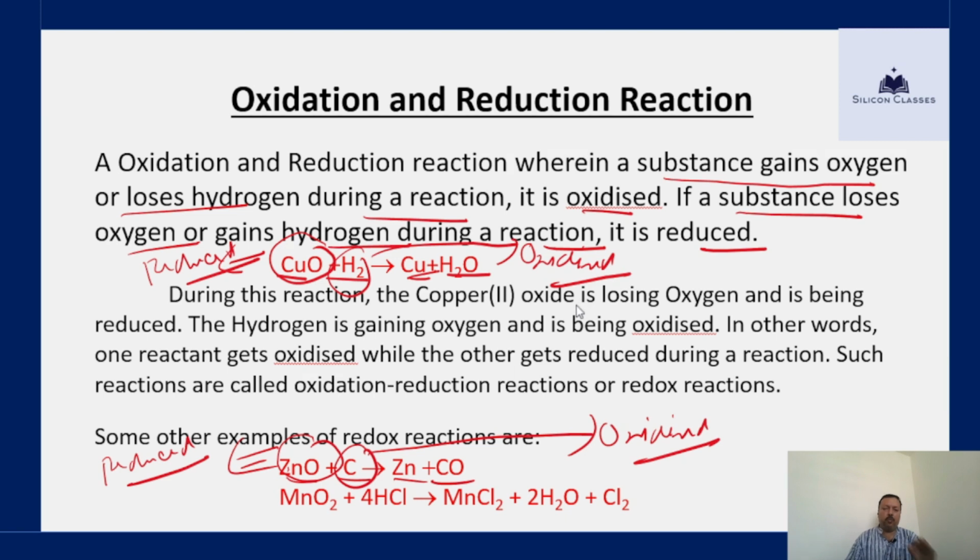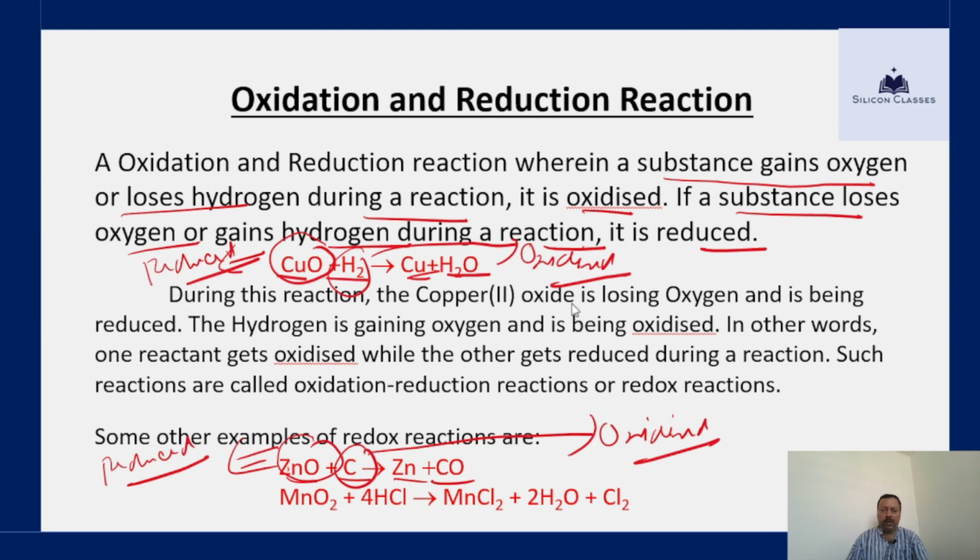It's a very, very important reaction. It is occurring in our everyday life. It is effective in our everyday life. Wherein a substance gains oxygen or loses hydrogen during a reaction, it is called oxidized. If a substance loses oxygen or gains hydrogen during a reaction, it is called reduced. And then this reaction is called the oxidation reduction reaction, where one reactant is being reduced and another reactant will be oxidized.